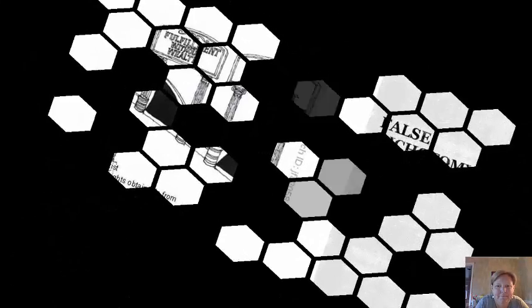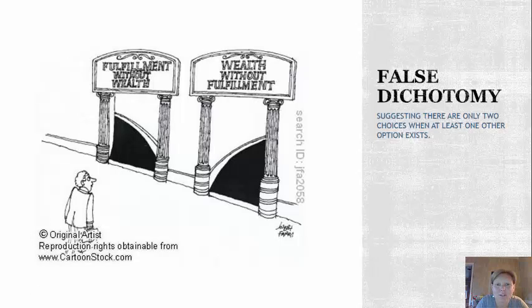Okay, false dichotomy. Suggesting that there are only two options when obviously more than two options exist. I love this. When my kids were young, they were maybe 3, 4 years old, we'd go to a restaurant. Instead of making the beleaguered waitress stand there while I read through all of the menu options, I would say to them, do you want the pasta or the burger?